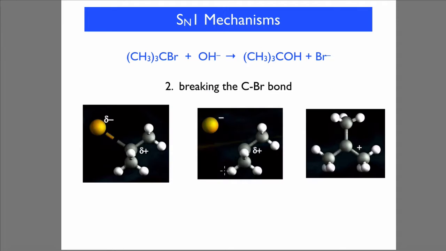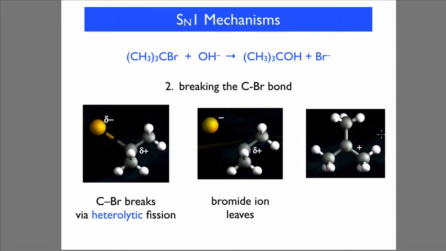What happens is you get a breaking of the carbon-bromine bond before the nucleophilic attack. So the electronegative bromine breaks off, and you get this positive carbocation. You get heterolytic fission. The bromide leaves, and this carbocation is formed, which, as we know, is stabilized by these methyl groups.